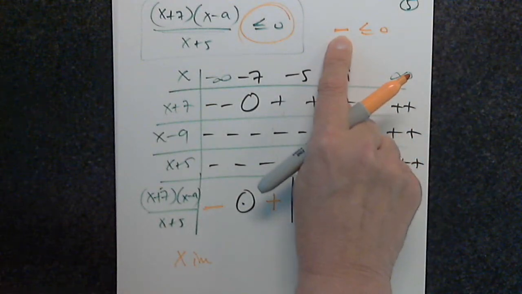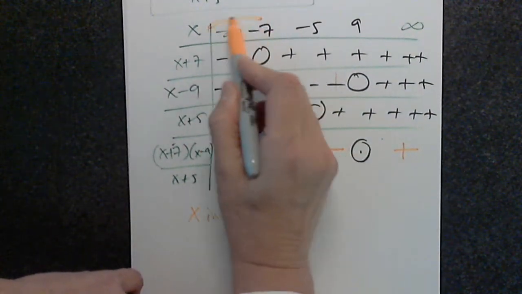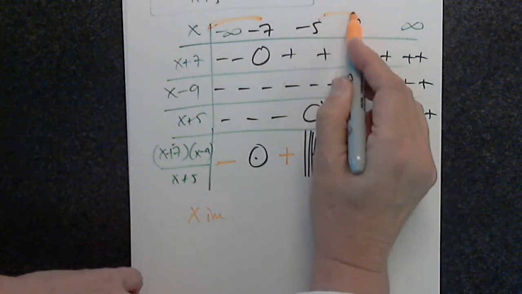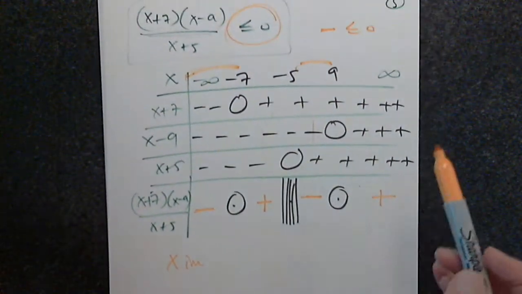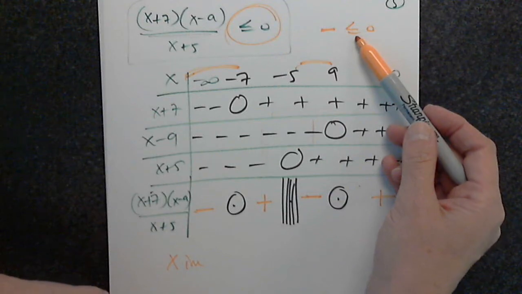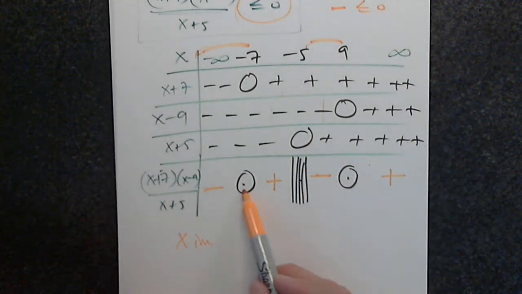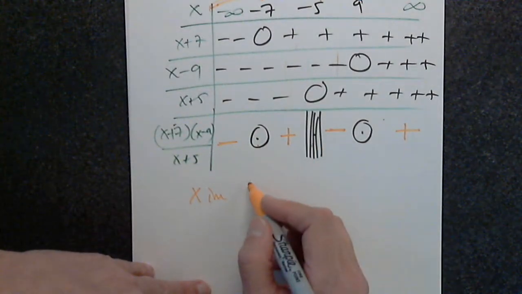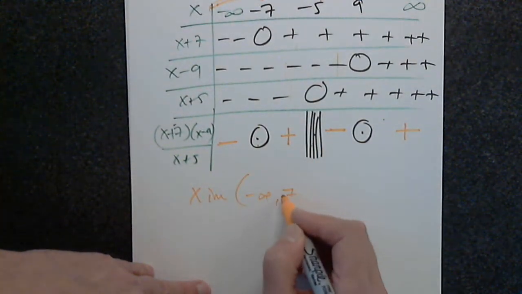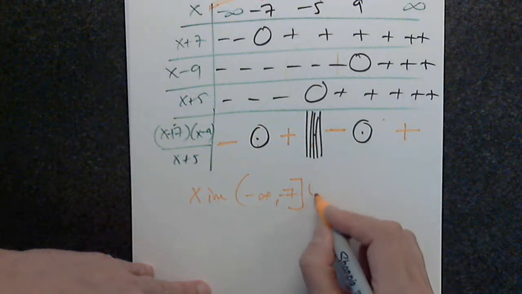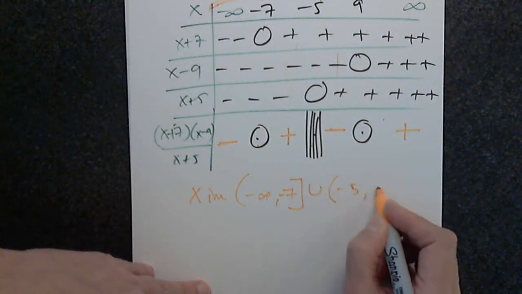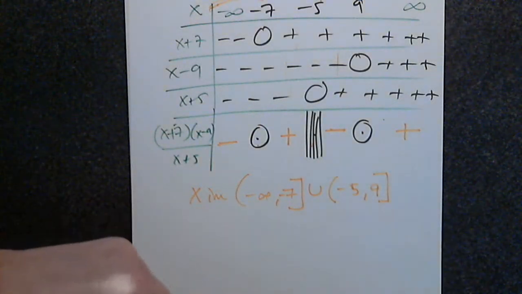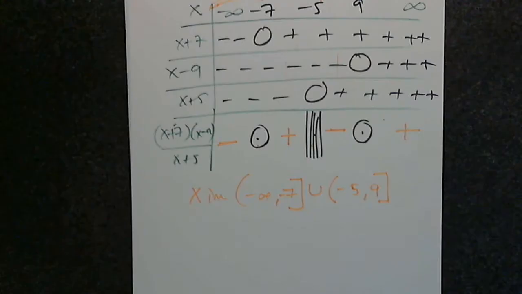So I'm after negative. So I'm after this, and I'm after this. But I have to be careful now because the equal symbol asks me to use the zeros, and I will, but I cannot use the -5. So it's between negative infinity and -7, closed at -7, but open at -5, comma 9. Someone asked if that's the solution set. That's the solution set of the inequality, correct? Yes.